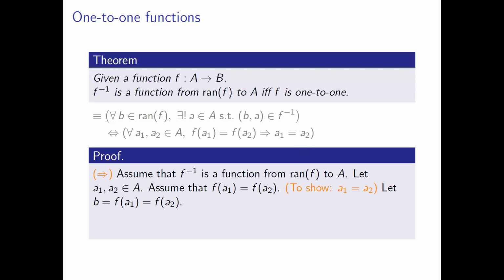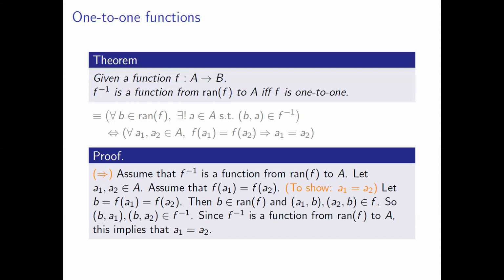Let small b denote f of a1 and f of a2. Then b is an element of the range of f, and the ordered pairs a1b and a2b are elements of f. So the ordered pairs ba1 and ba2 are elements of f inverse. Since f inverse is a function from the range of f to A, this implies that a1 and a2 are both images of b under f inverse, and hence a1 equals a2. Therefore, f is 1-to-1.